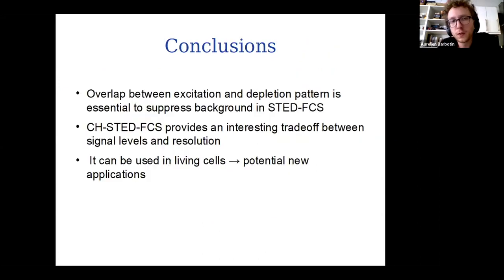So to conclude, we found that a good overlap between the excitation and depletion pattern is critical and is the key to low background experiments. We found that CHSTED FCS provides an interesting trade-off between signal levels and resolution. And that, in turn, we expect will lead to a whole lot of possible new biological applications.